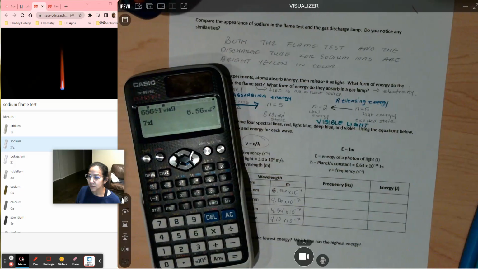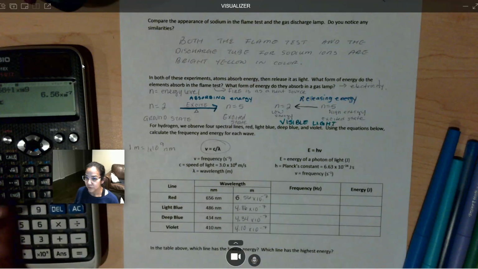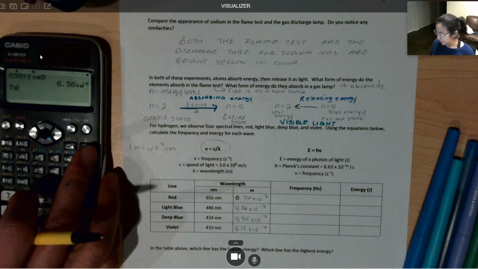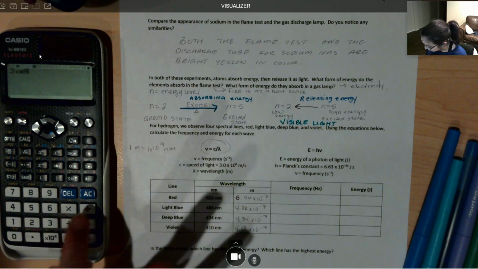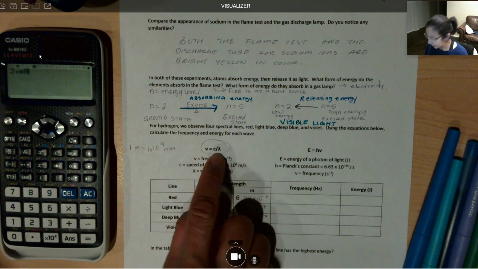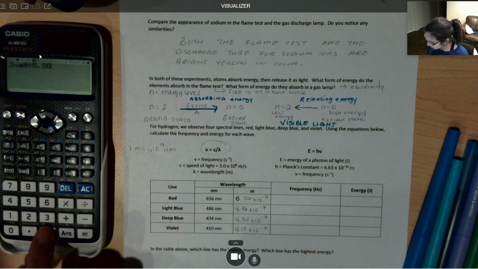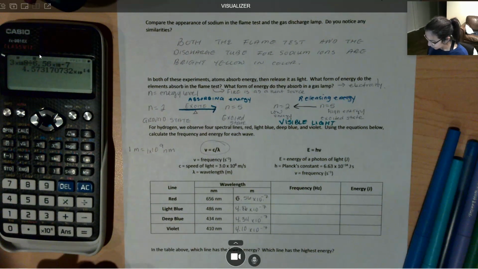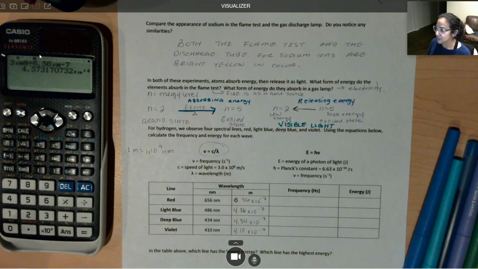So let's take the speed of light, 3 times 10 to the 8th power, and divide it by the wavelength here, 6.56 times 10 to the negative 7th power. I get this huge number, and we already know we don't produce answers like that, right? We don't write that on our paper.